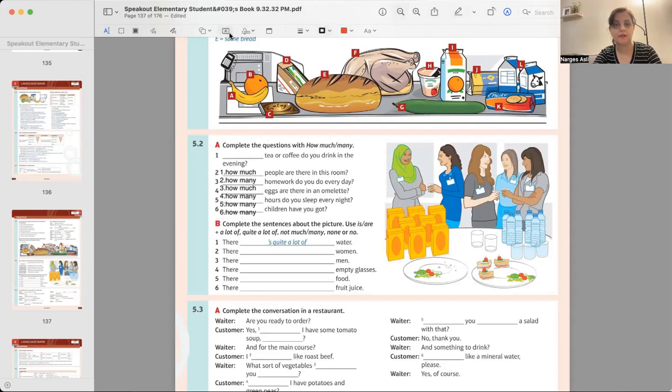بریم بعدی. تمرین B. میگه complete the sentences above the picture. Use is, are, a lot of, quite a lot of, not much, not many, none, or no. Okay, there is quite a lot of water. یه مقدار water کافی، مثلا ما 6 نفریم و water به اندازه 6 تا هست، پس یعنی به مقدار کافی هست.